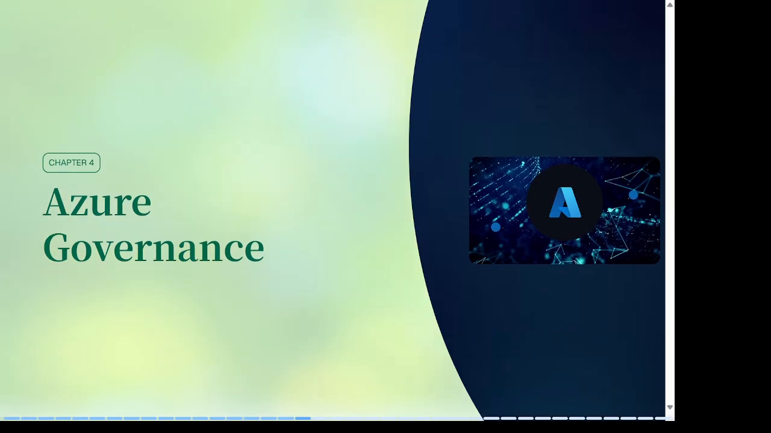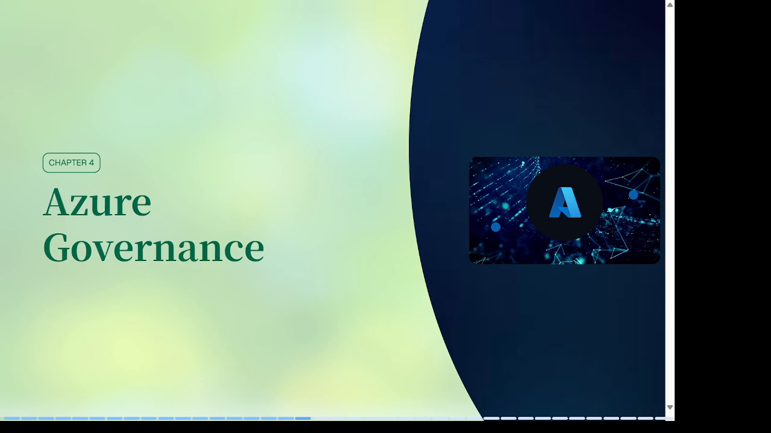Now we are moving into Chapter 4, Azure Governance. So, how do organizations control thousands of resources in a consistent and compliant way? This is exactly what Azure Governance solves.